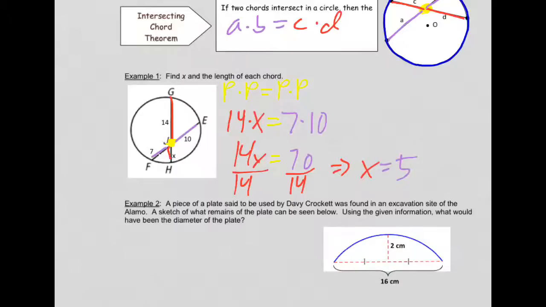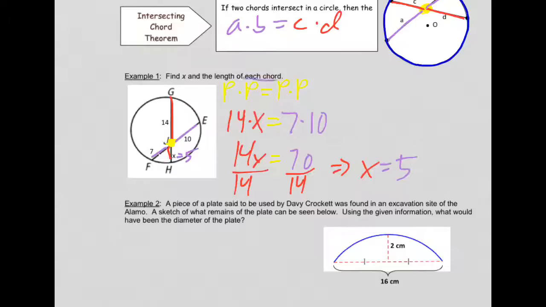So I've got 14 times x equals 7 times 10. Well, 7 times 10 is 70, equals 14x. I divide both sides by 14 and I get x equals 5. Right. So I know that x equals 5 over here.